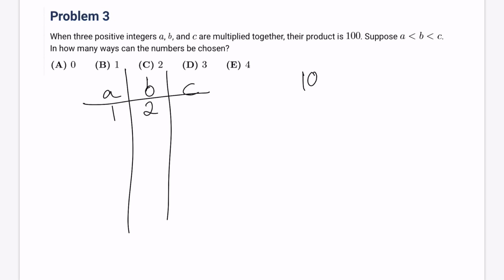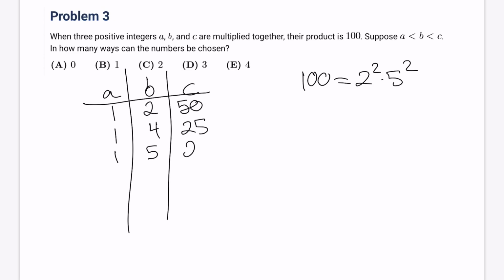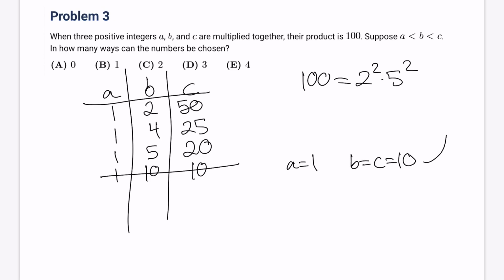We can try b equals 2, since we know 100 is equal to 2 squared times 5 squared, and that would mean c would be 50, so this works. Then 1, 4, and 25. This also works. 1, 5, and 20. 1, 10, and 10, but this does not work because a would be 1 and b equals c equals 10, but this does not follow the requirement we are given.